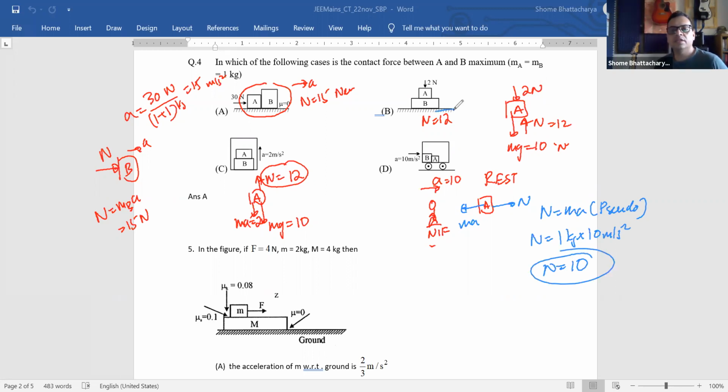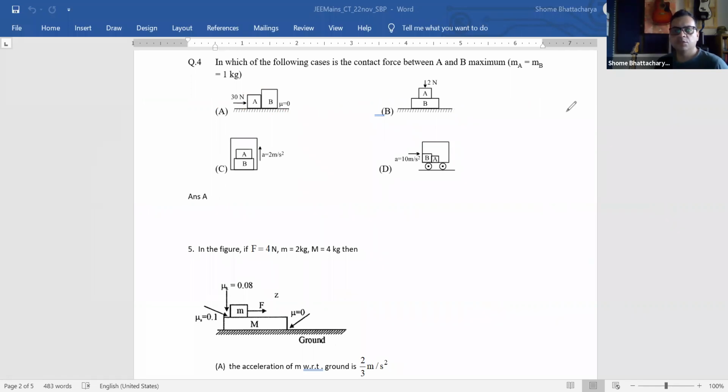So this case, the normal reaction was 12. This case, it was 12. This case, it was 15. So here it is maximum. So this is clear, Vaishnavi? Okay. So can I clear the drawing? You are clear with everything? Okay. Good.